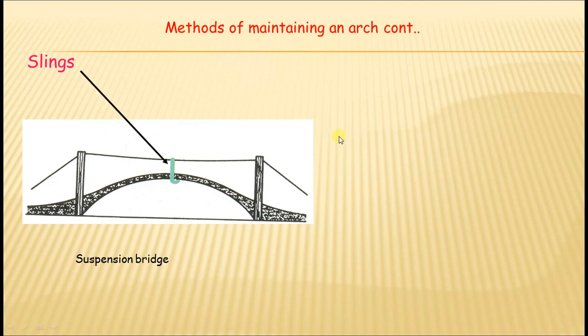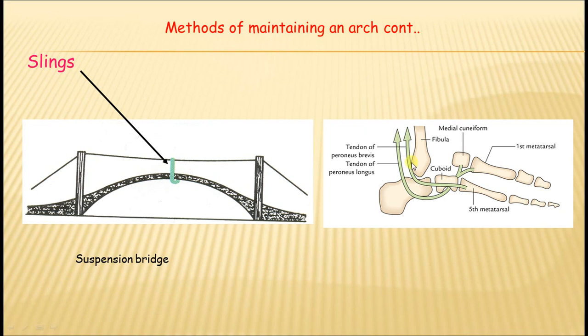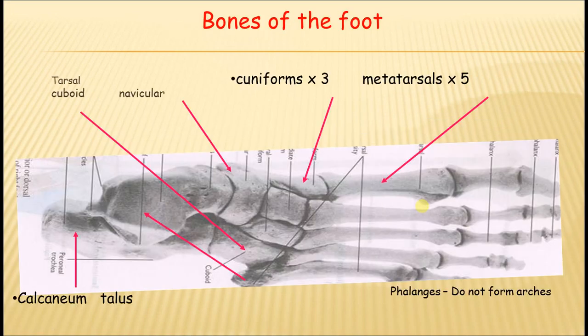Your sling mechanism is mainly maintained by your long tendons: tibialis anterior, tibialis posterior, and your peroneus longus muscle. Okay, so your peroneus longus, tibialis anterior and tibialis posterior are responsible for the sling support of the arch. Okay, so you are able to see that. And the phalanges do not form the arch. Even the heads of the metatarsals are in contact with the ground.